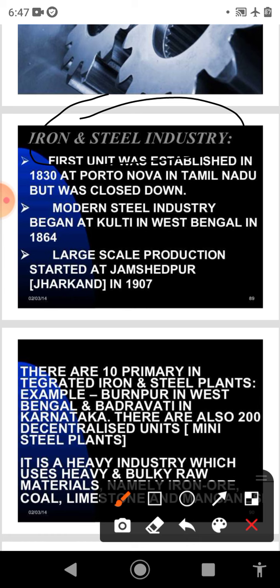This industry is an example of heavy industry because all the raw material as well as finished goods are heavy and bulky, entailing heavy transportation costs. The most important feature of the iron and steel industry is that most of the units are under the public sector because the industry needs huge investment, has a long gestation period and needs research and development facilities.